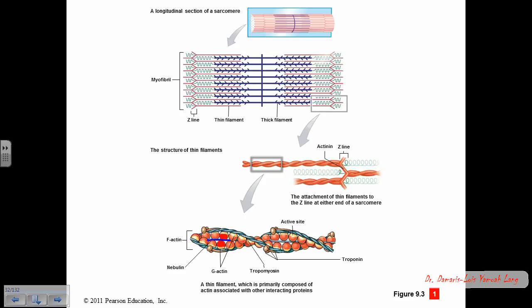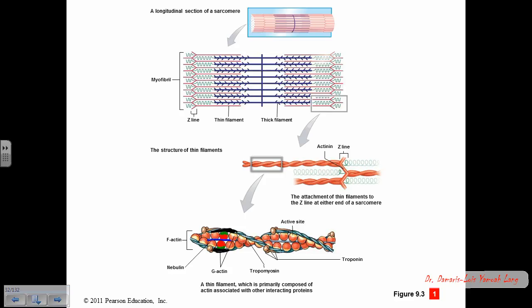Okay, and then this part is what? The G-actin. Does that make sense? The G-actin is being covered by what? The tropomyosin. Do you all see that? This is tropomyosin. Are you all getting this? And now, keep watching.